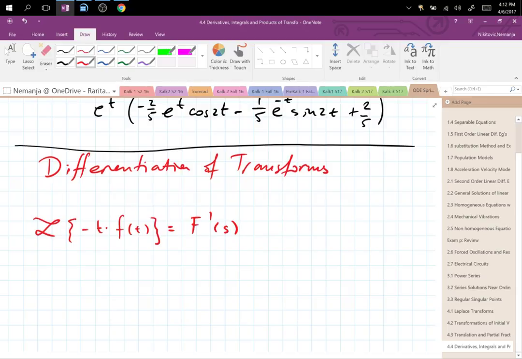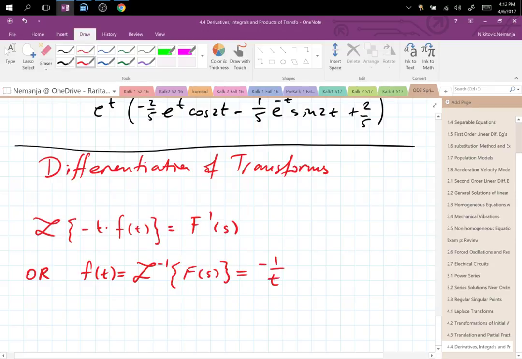Or equivalently, f of t is equal to the inverse Laplace of F of s, which is negative 1 over t times the inverse Laplace of the derivative.